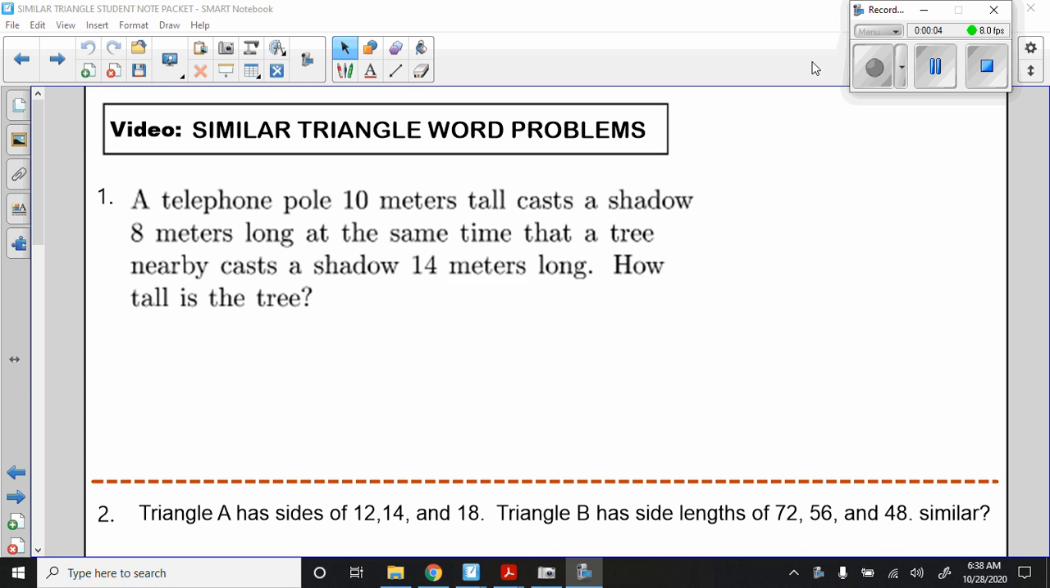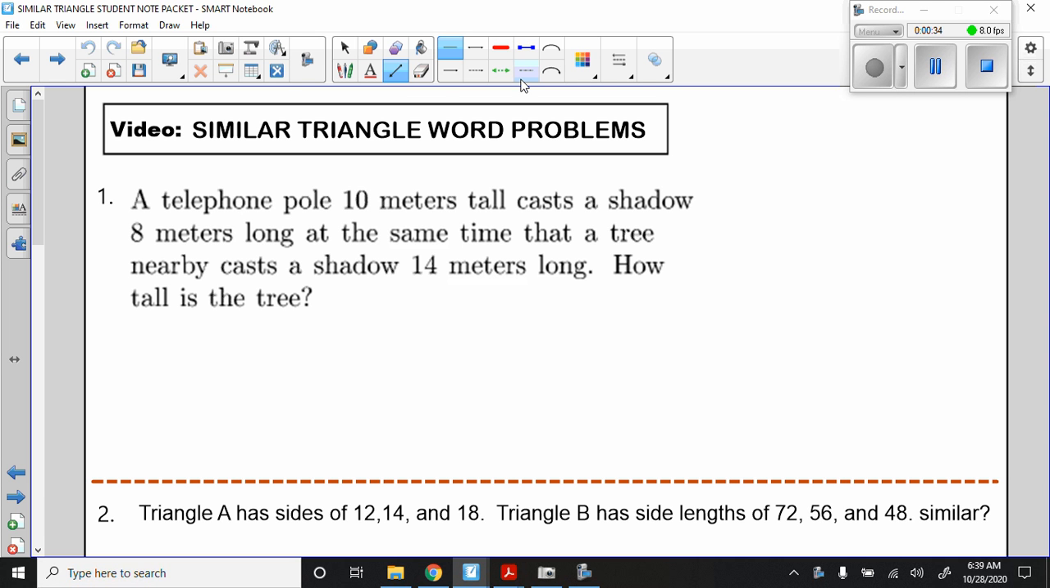All right, here is the similar triangle word problems video. I'm going to try to make it as simple as possible. I think you'll be fine if you just remember a lot of these are going to do with height and shadow, and then comparing two triangles. That's going to be about 75% of them.